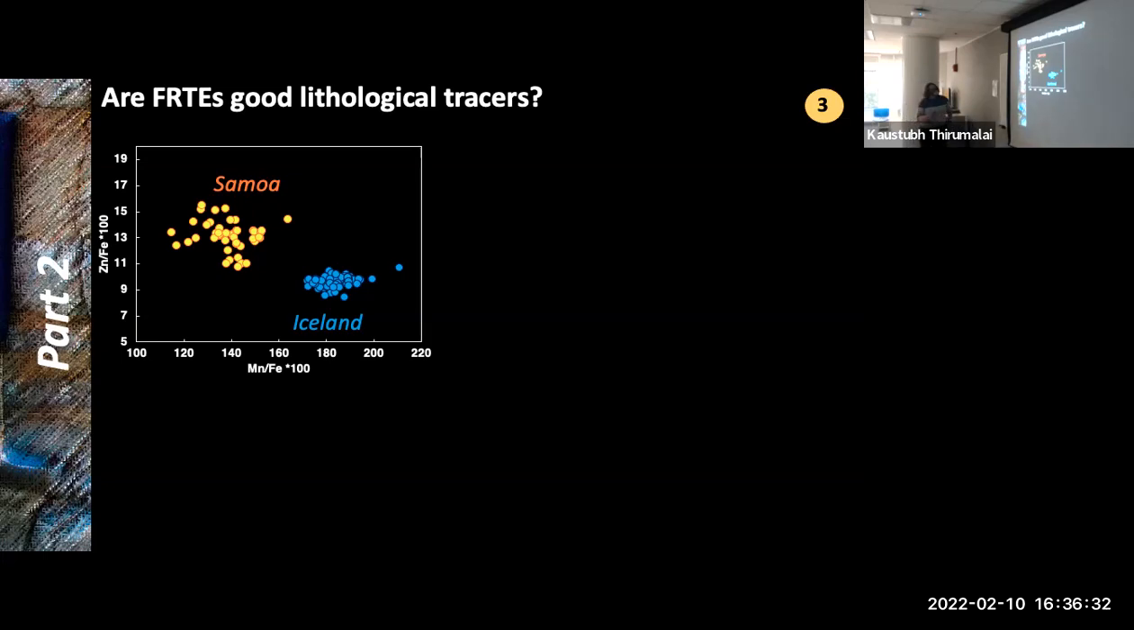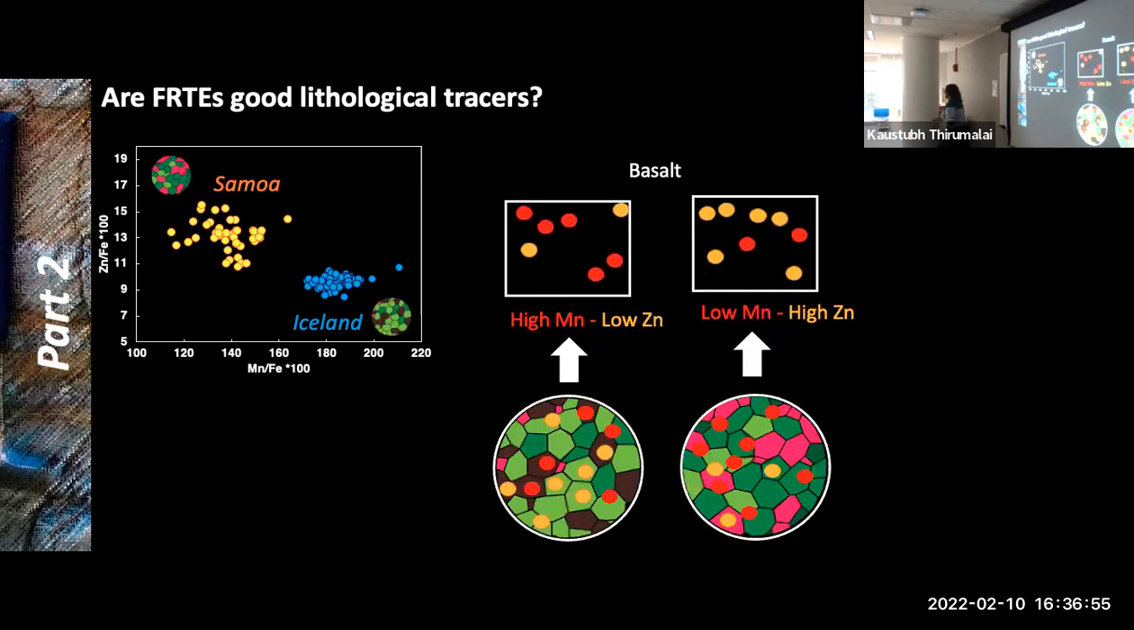What we did is we chose two lava suites that show contrasted zinc-iron ratio and manganese-iron ratio. Samoa shows a high zinc-iron ratio and a low manganese-iron ratio. Iceland shows the opposite, a high manganese-iron ratio and a low zinc-iron ratio. So if you follow what I said at the beginning of this presentation, that means that Samoa, in theory, should represent a source with a higher proportion of pyroxenite, and Iceland should have a mantle lithology dominated by something closer to a peridotite.